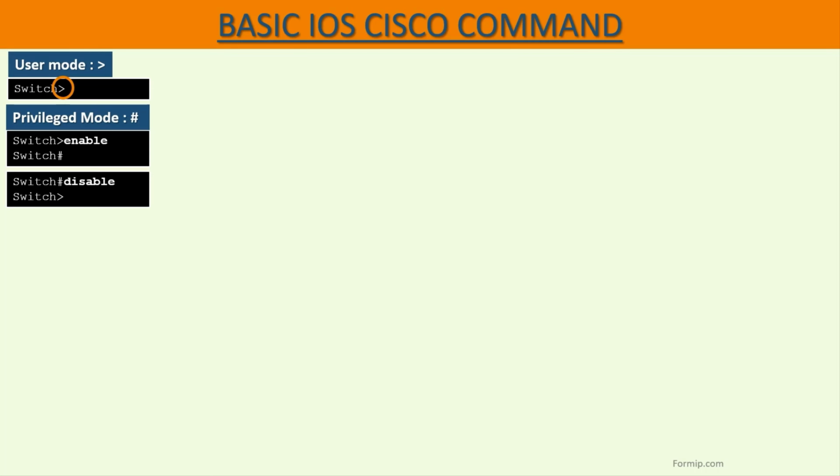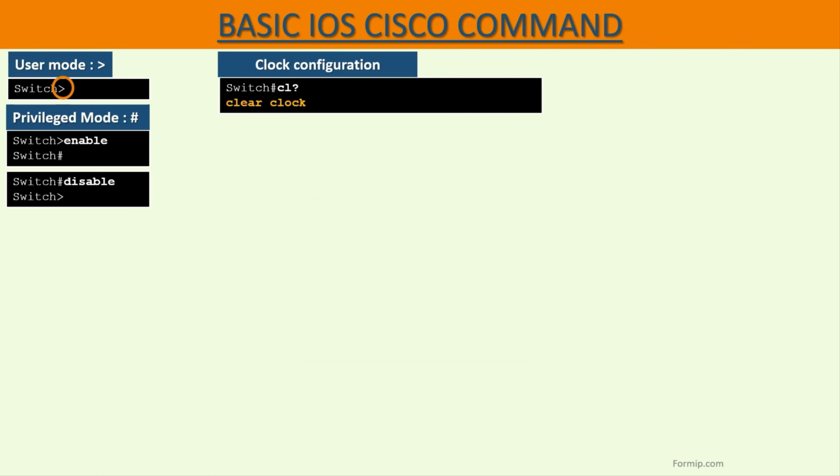We'll start by setting the time on the switch. Each time you type the start of a command, you can use the question mark to show all the commands that start with this and that you can use. In this example, when I type CL plus question mark, the CLI offers me two commands, clear and clock. As we want to set up the clock, we will use the clock command.